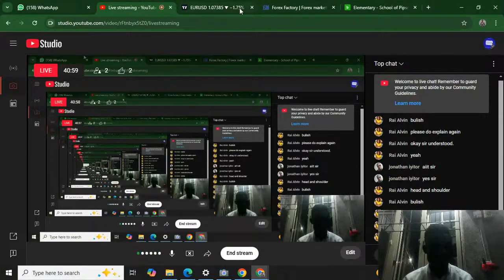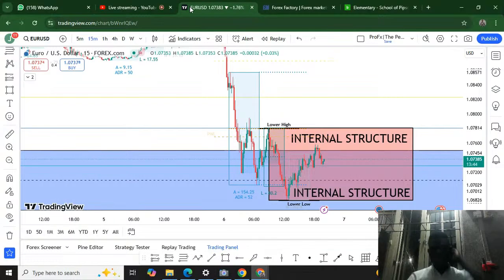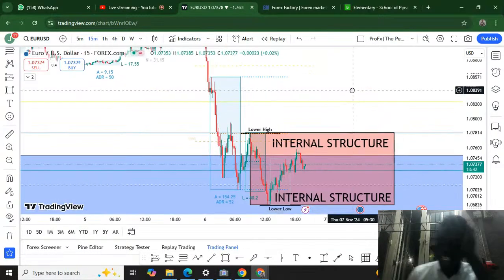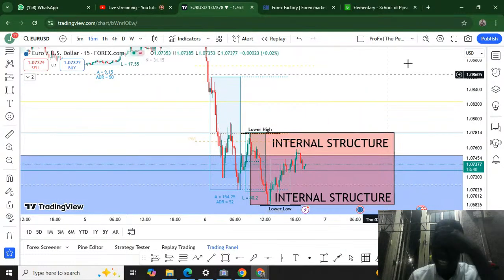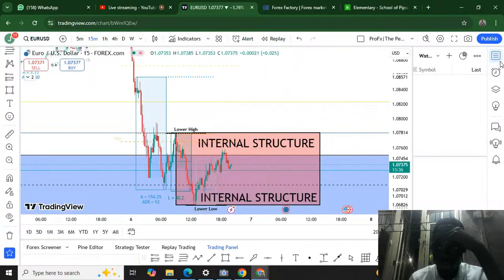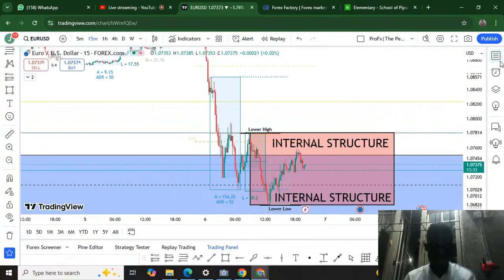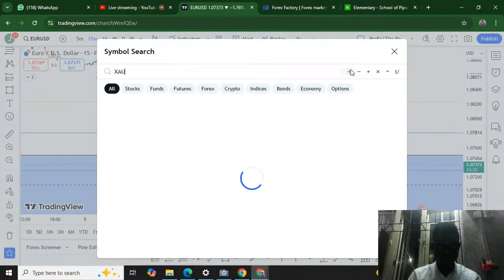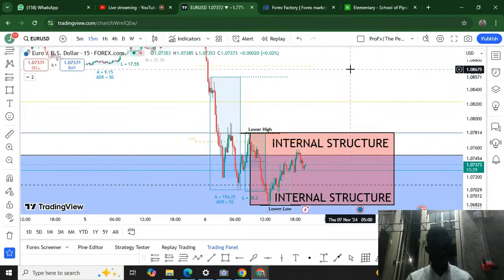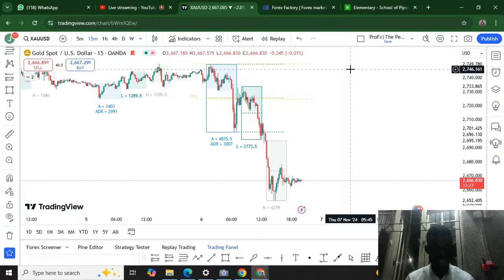Okay, clear. So we are done. We are clear for EUR/USD. So let's do other pairs so we can practicalize what I've been saying. Let's do gold. Let's check what gold is doing.